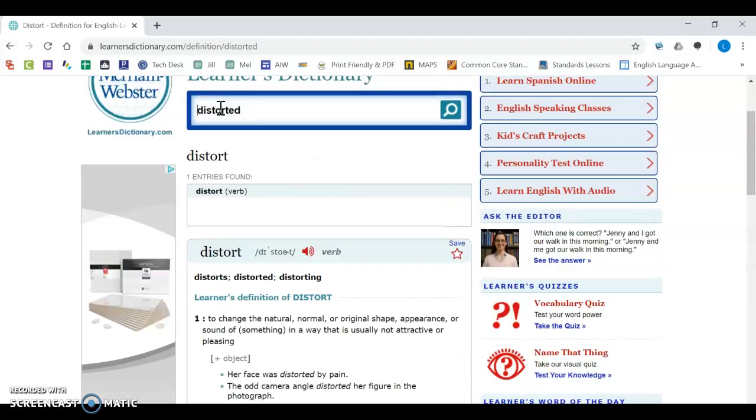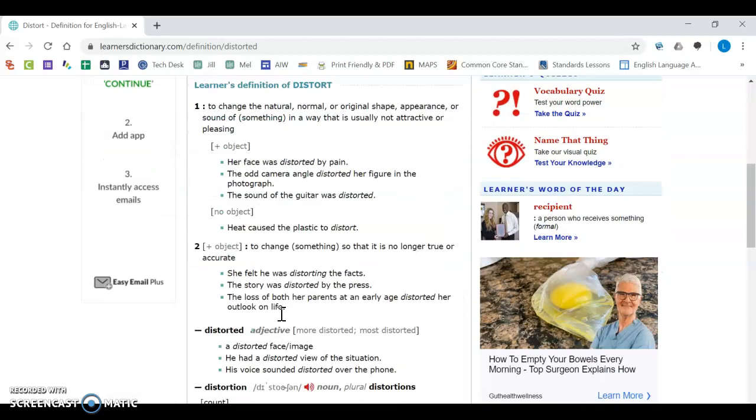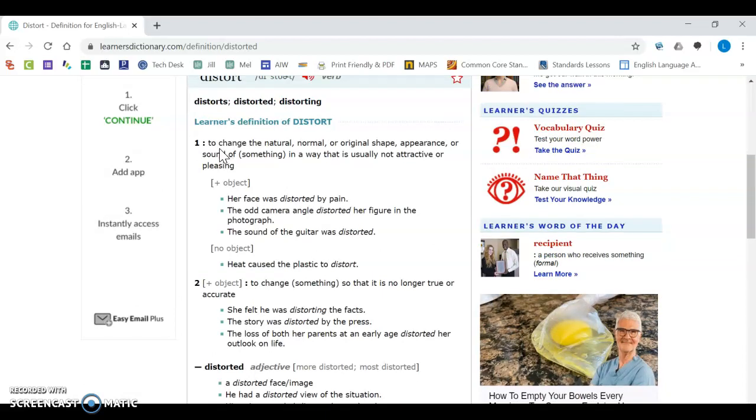So if we look up the word distorted, what I noticed here is that, first of all, it shortens it to distort, and it's a verb because usually the dictionary has the present tense form of the word. And here we have a couple definitions, so we need to look at them and decide which fits best with the sentence. So this says to change the natural, normal, or original shape, appearance, or sound of something in a way that is usually not attractive or pleasing. So, for example, her face was distorted by pain. So that means the pain was making her face look different than usual, and it wasn't a good difference.